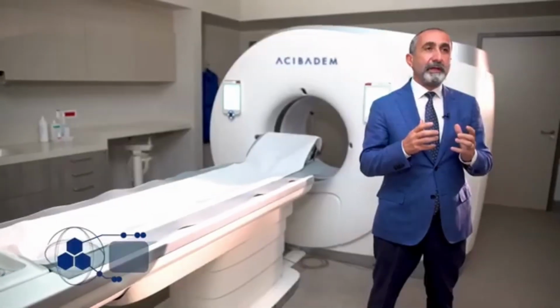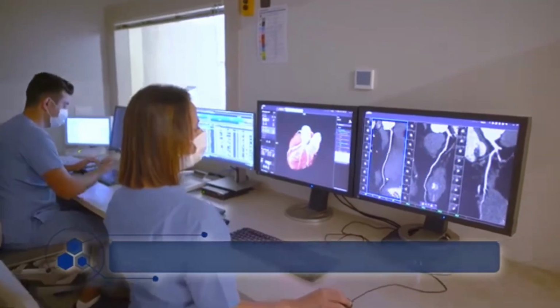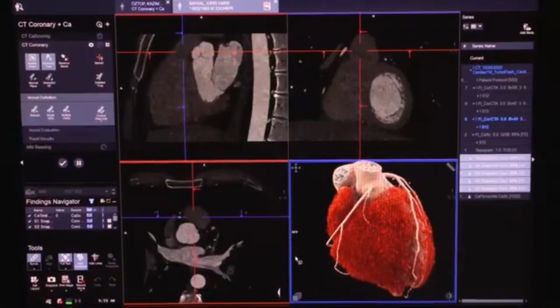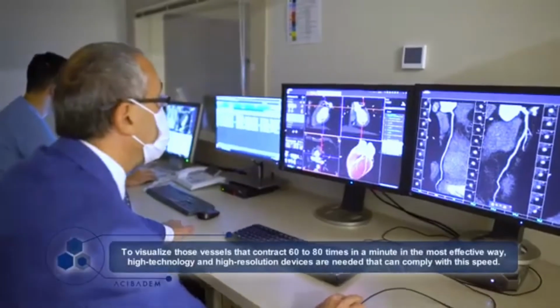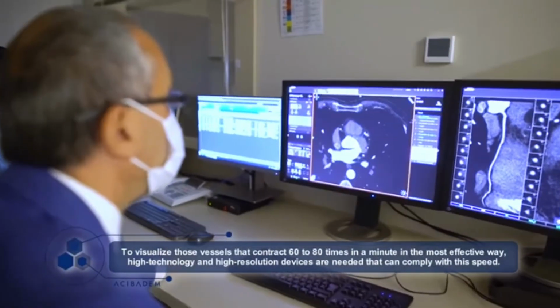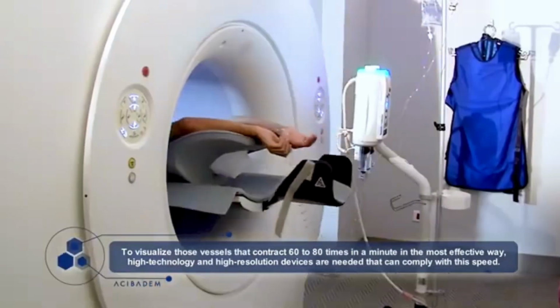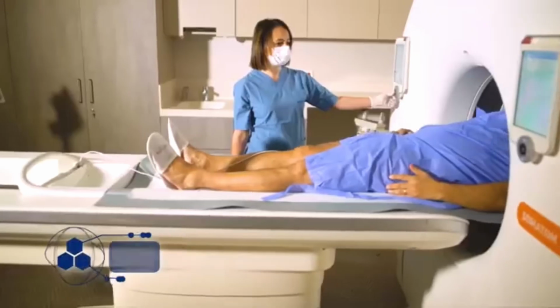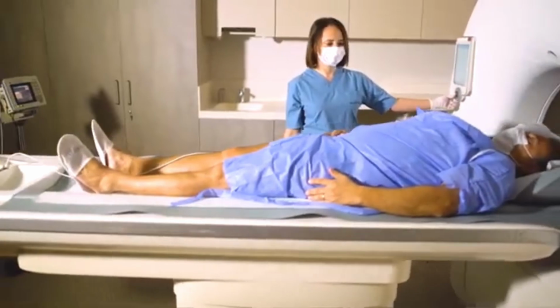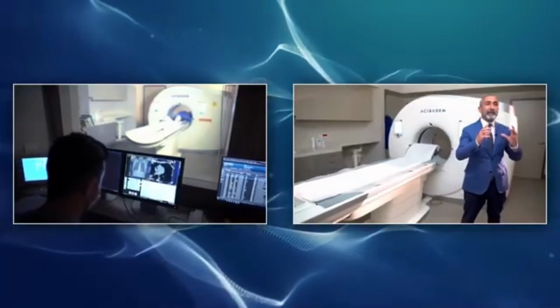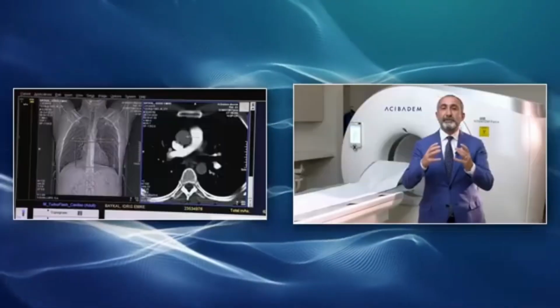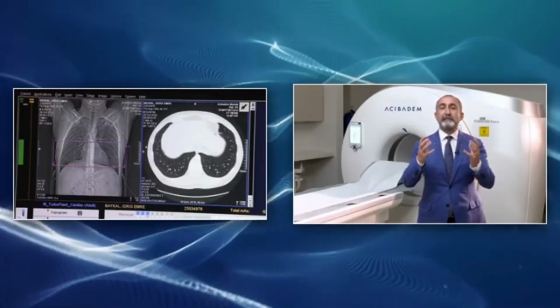The most significant aspects of coronary CT angiography are use of state-of-the-art scanners and completion of the examination by an experienced team. Coronary arteries consist of remarkably thin vessels measuring 1 to 5 millimeters in diameter. To visualize those vessels that contract 60 to 80 times a minute in the most effective way, high technology and high-resolution devices are needed that can comply with this speed. It is even more important that the procedure is performed by well-trained, experienced teams. The best preference for this kind of a procedure is to have your examination at the best facility with the best scanner by the most experienced teams.